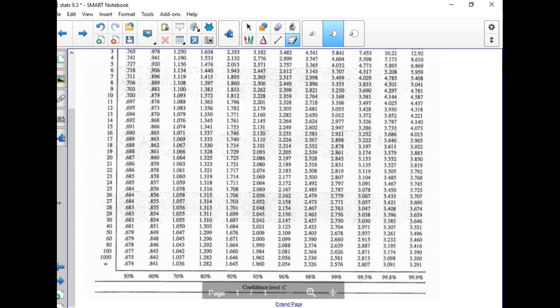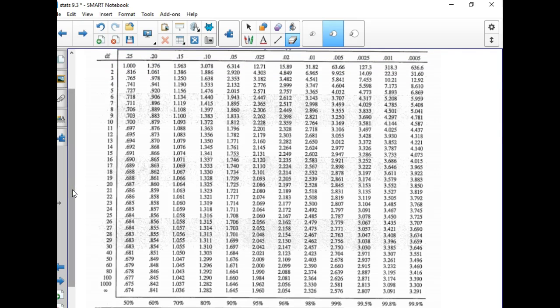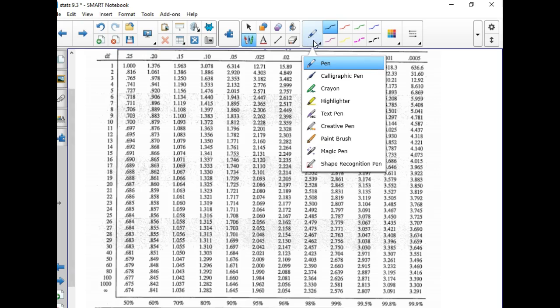So this infinite one, that's for our Z stars. We're not dealing with that right now. We're dealing with the T distribution. All of our critical values for the T are above the infinity here. And the reason for that is as our sample size increases, it approaches the Z distribution. You'll talk a lot more about that when you get to college. For now, all you need to know is how to read this chart.